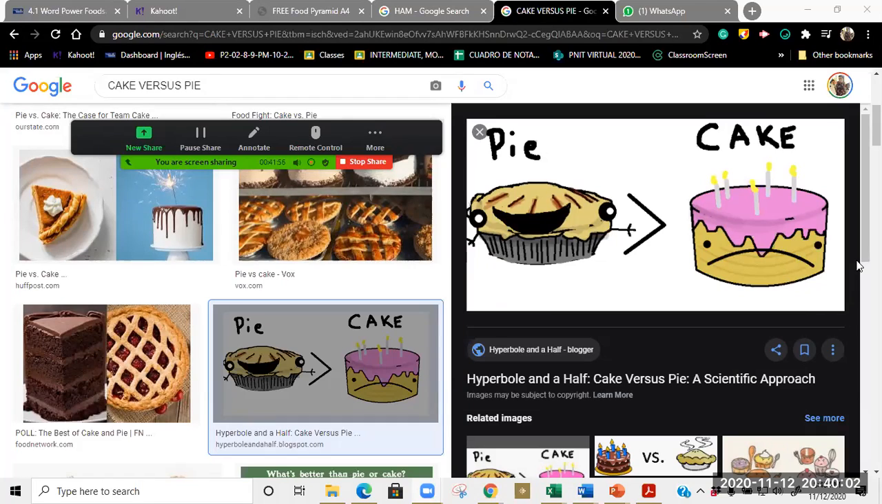I love desserts. Me encantan los postres. What about you? Do you love desserts? Yes? Give me an emoji if you like desserts. Apple pie. Chocolate cake. Strawberry cake. Caramel cake. Yeah? Ay, qué bueno. Todo les encanta. Everybody's giving me a heart. That's good. Super, super.